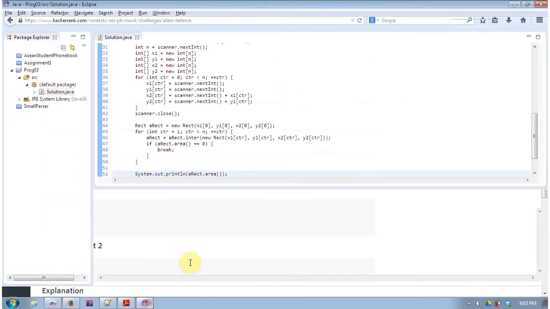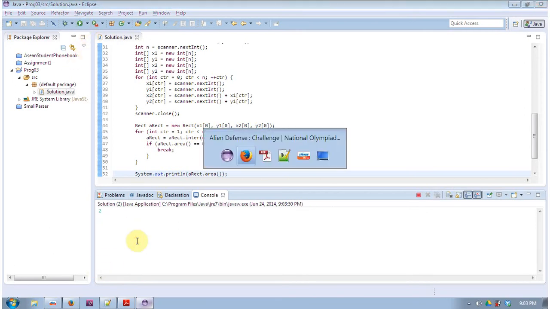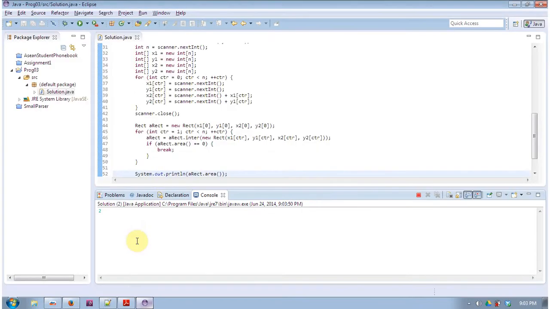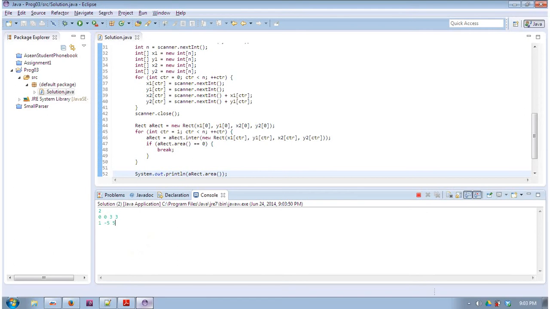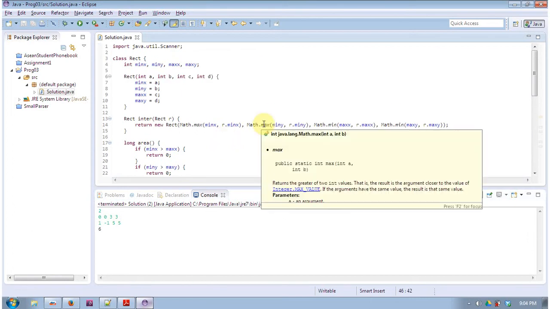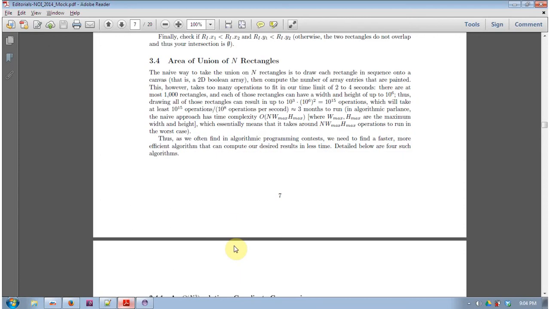Okay, so first one is just trivial, one by one rectangle, and then the second one is two rectangles. So 0, 3, 3. Second one is 1, negative 1. So the answer should be 6. Okay, so far so good. So this is the easy part, for the intersection. The harder part for me is the union of rectangles.